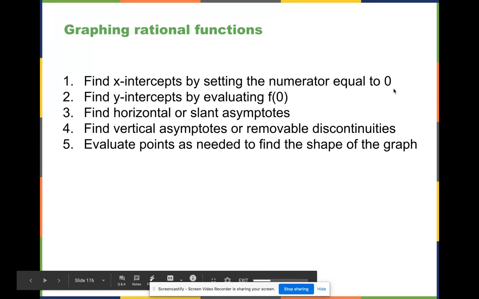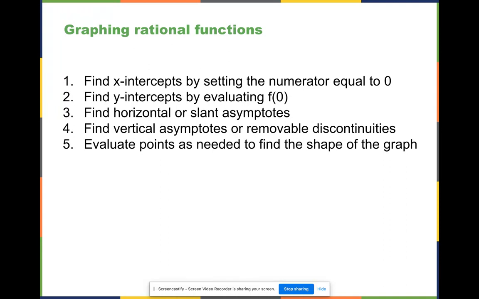All right, now we're going to put it all together and you are going to be able to make some pretty cool graphs. All right, so here's what we're going to do. We're going to bring together all the things we've been practicing in this section.